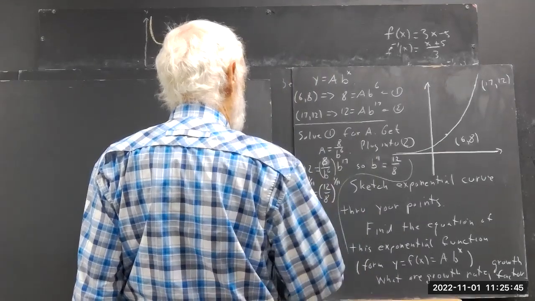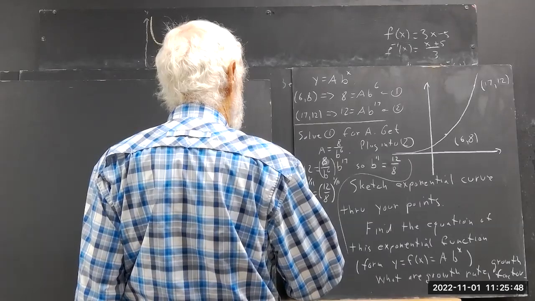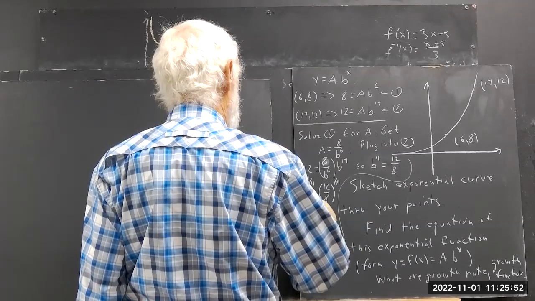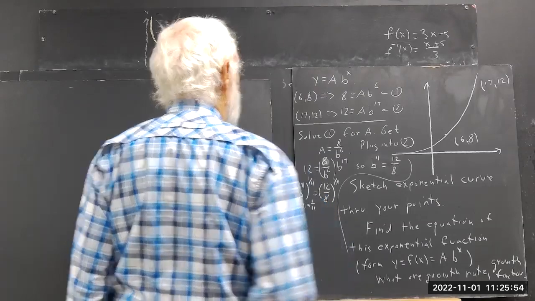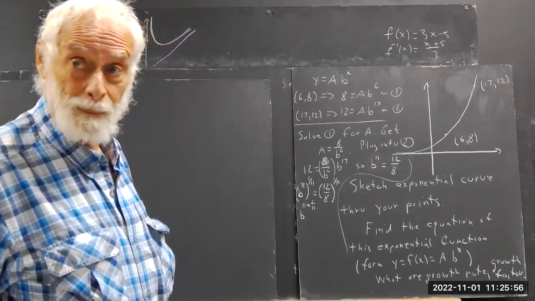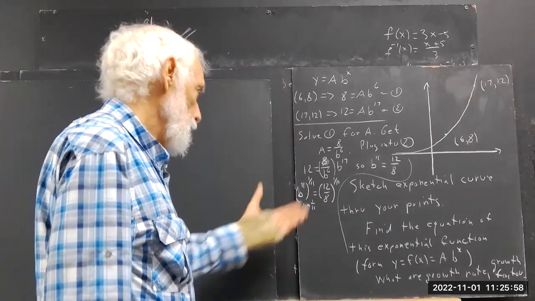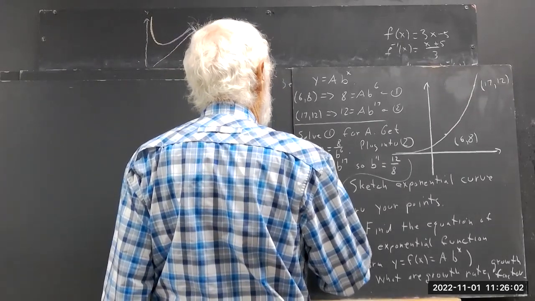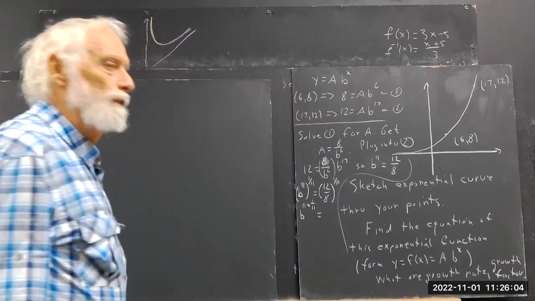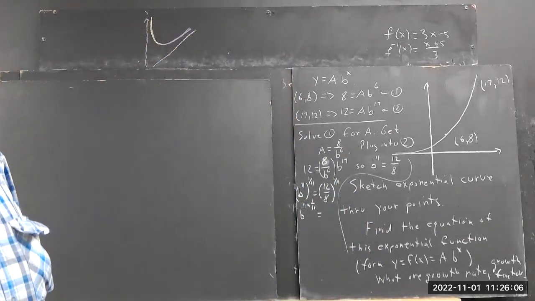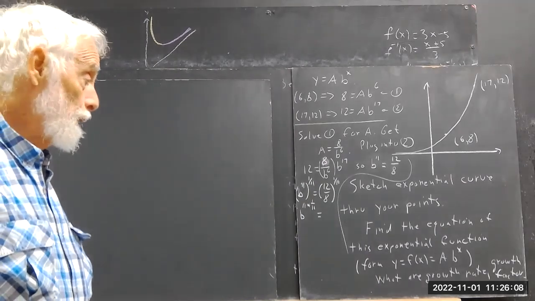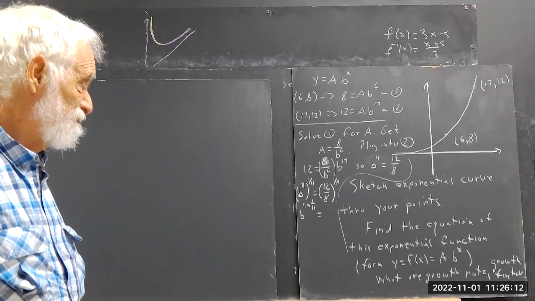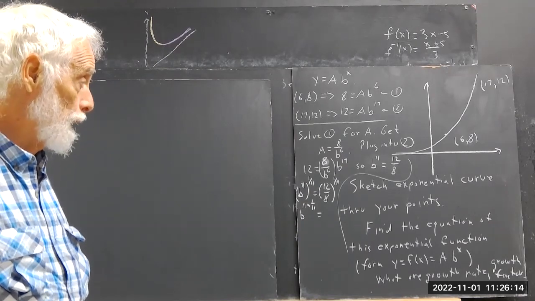B to the 11th to the 1/11th is b to the 11 times 1/11. Because when you raise to a power, you multiply the powers. And this equals, well, the 1/11th power of 12/8. Now, what's the 1/11th power of 12/8? I can fool around and try to estimate that.